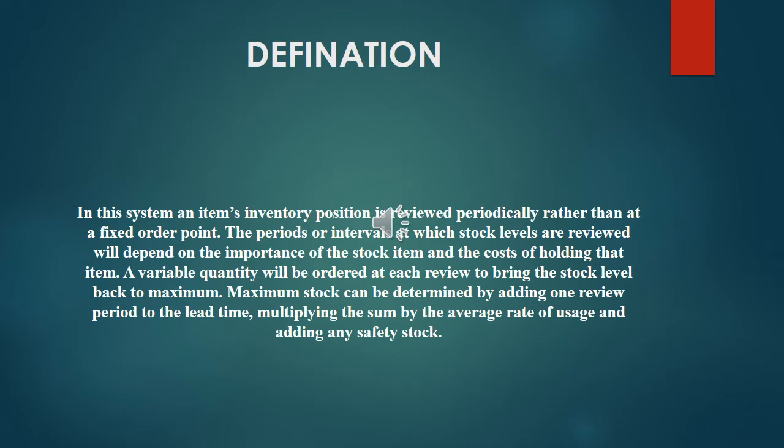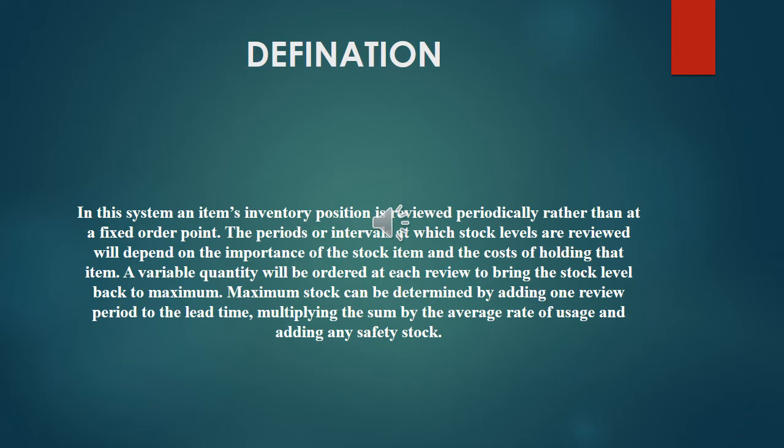The periods or intervals at which stock levels are reviewed will depend on the importance of the stock item and the cost of holding that item. This is where a variable quantity will be ordered at each review to bring the stock level back to maximum. Maximum stock can be determined by adding one review period to the lead time, multiplying the sum by the average rate of usage, and adding any safety stock. So that is what we call periodic review system.